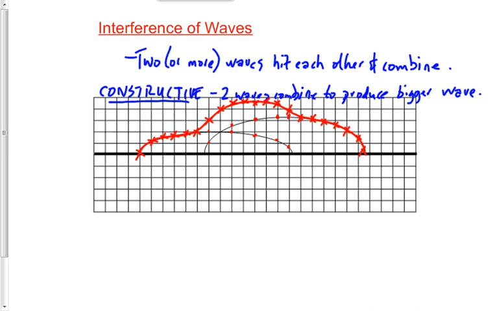It's a bigger wave. It's constructive interference because it's a bigger wave. We'd get the same thing if we had two troughs hitting each other. It would just be a bigger trough instead of a bigger crest.